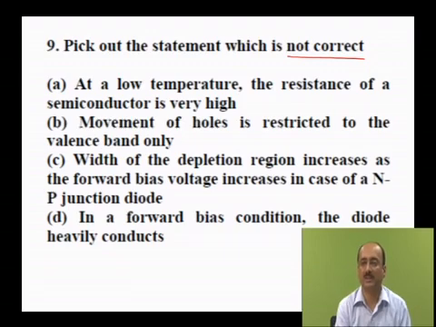C, width of the depletion region increases as the forward bias voltage increases in case of a PN junction diode. It means that you are increasing forward bias and they are saying width of depletion region increases. With forward bias, essentially what happens is depletion region width decreases, and the junction potential barrier height also decreases, but they have given just the opposite. So, the wrong one that they want is C. You can just check the last one. In a forward bias condition, the diode heavily conducts. This is true because in the forward bias condition, the depletion region width decreases, enabling majority charge carriers to move across the junction, enhancing the conductivity. So, the answer for this question is the third choice, C.